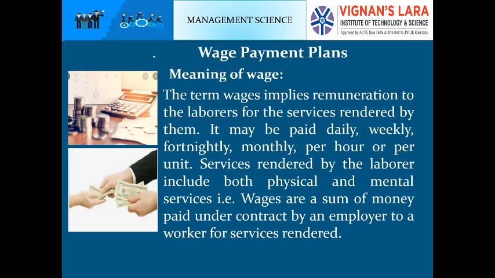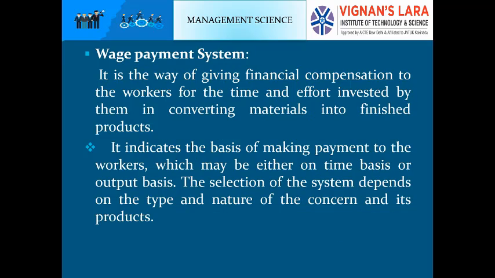That is, wages are a sum of money paid under contract by an employer to a worker for services rendered. This is known as a wage. Wage means the amount paid or payable to a worker against his services rendered to completing an activity or task. The next one is wage payment system.